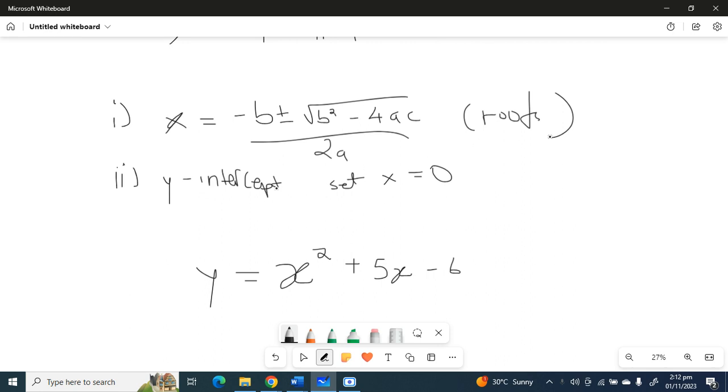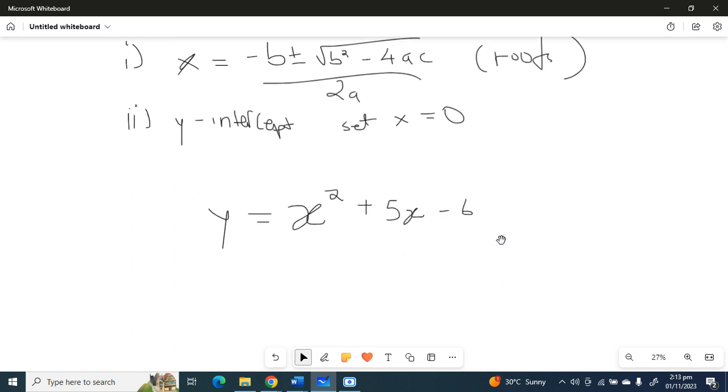Then, in order to get your x-intercept or your roots, you can use the quadratic formula. If the quadratic equation or function can be factorized, you can also solve it using factorization to still get the roots. Then for the y-intercept, all you need to do is set x equal to 0 and you get your y-intercept. So let's look at this example here.